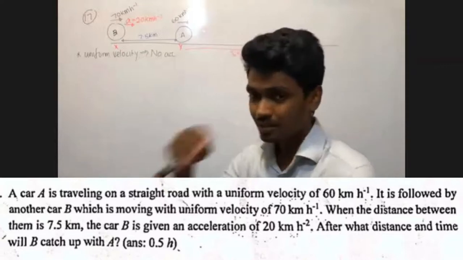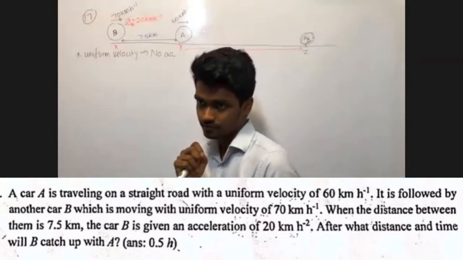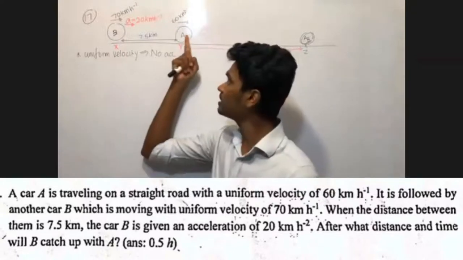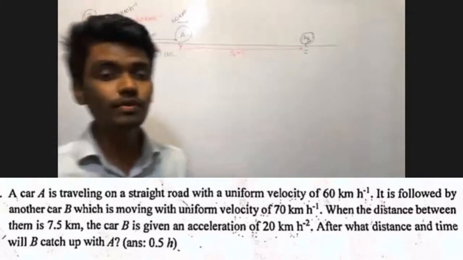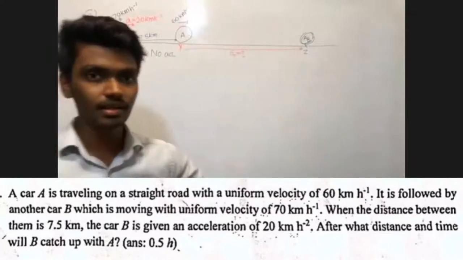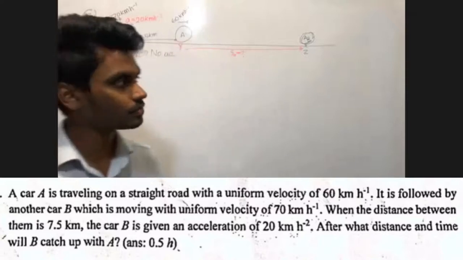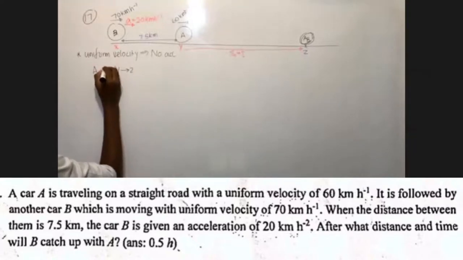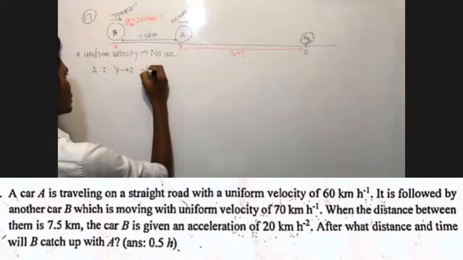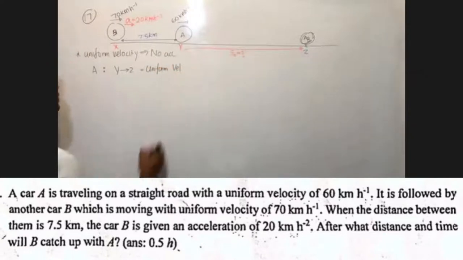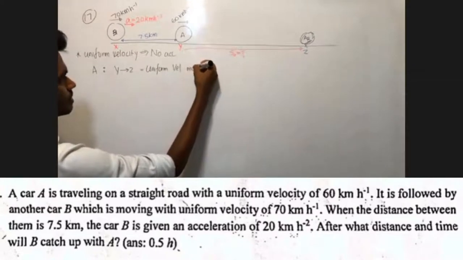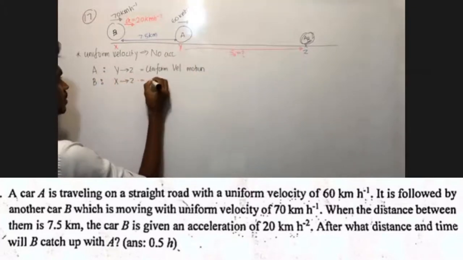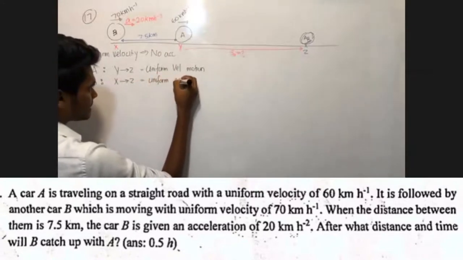So you need to understand, guys, there are two objects involved. Object A, object B. Object A is performing a uniform velocity from Y to Z. The car A from Y to Z performs uniform velocity motion. Car B from X to Z performs uniform accelerative motion.